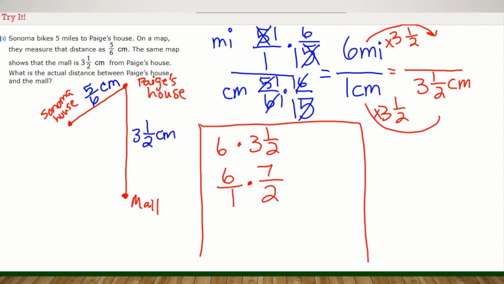Now I'm going to cross simplify. 6 and 2 are divisible by 2. 2 divided by 2 is 1. 6 divided by 2 is 3. Now I'm going to multiply across. 3 times 7 is 21, and I know that would be over 1. So I'll insert my answer here. Now to answer that question, what is the actual distance between Paige's house and the mall? The actual distance between Paige's house and the mall is 21 miles.